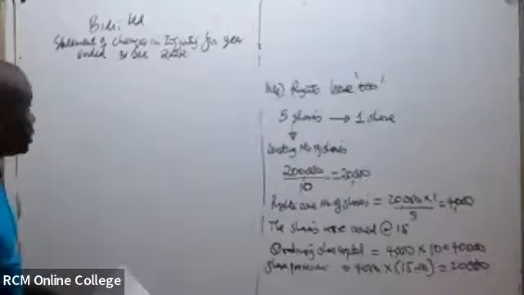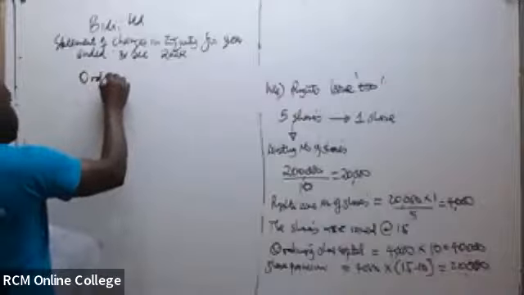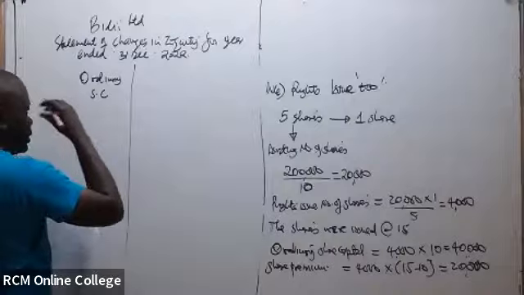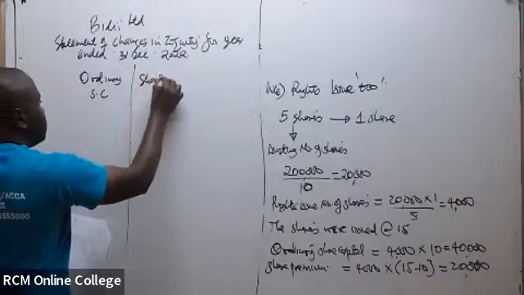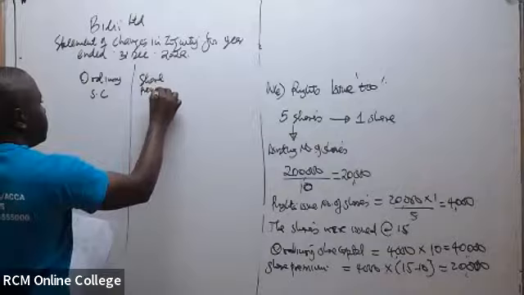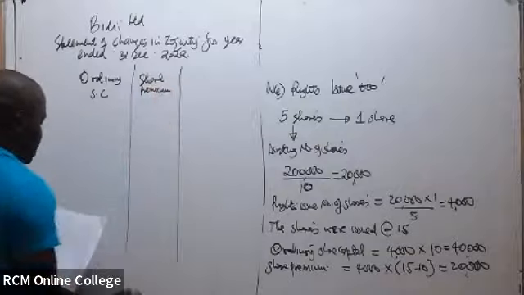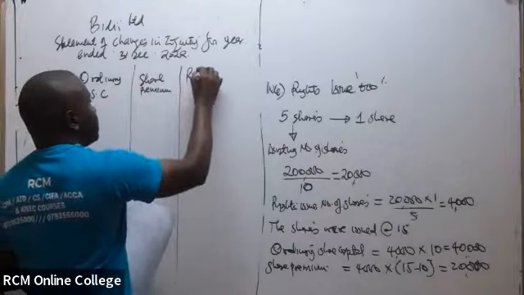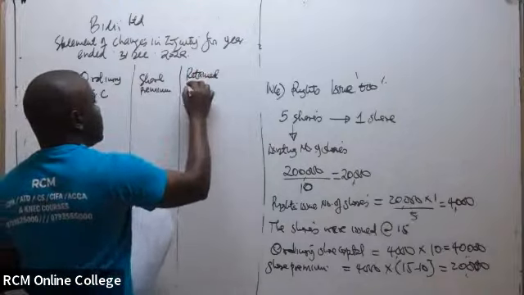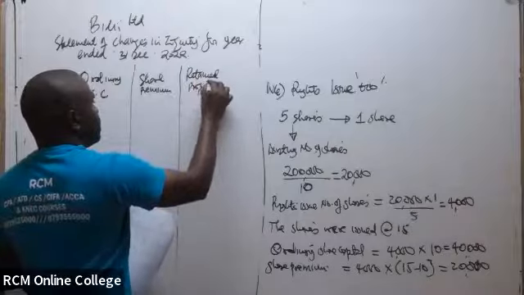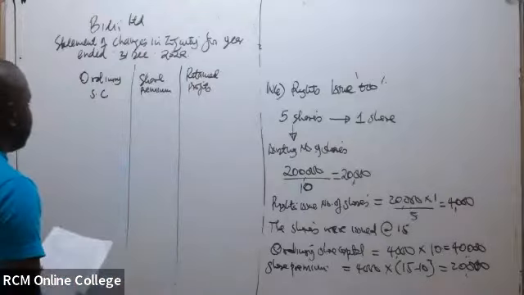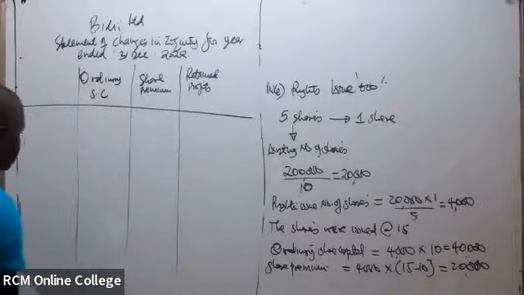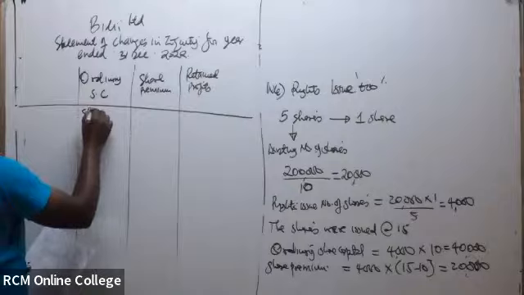In this case, we have ordinary share capital, share premium, and retained profits. Of course, we can do that. Our shillings are actually in thousands.